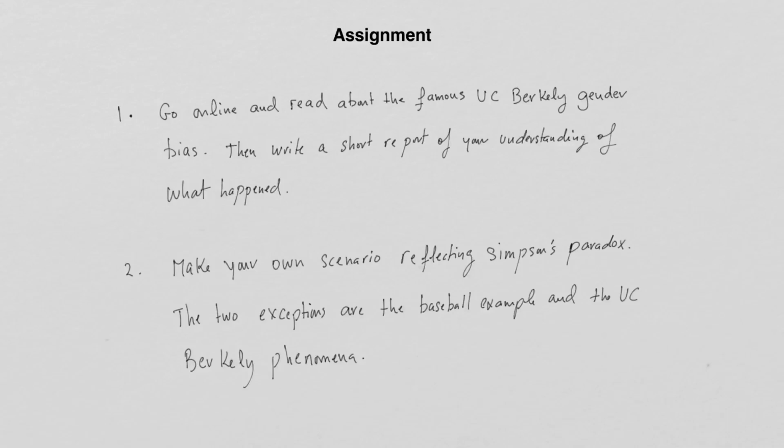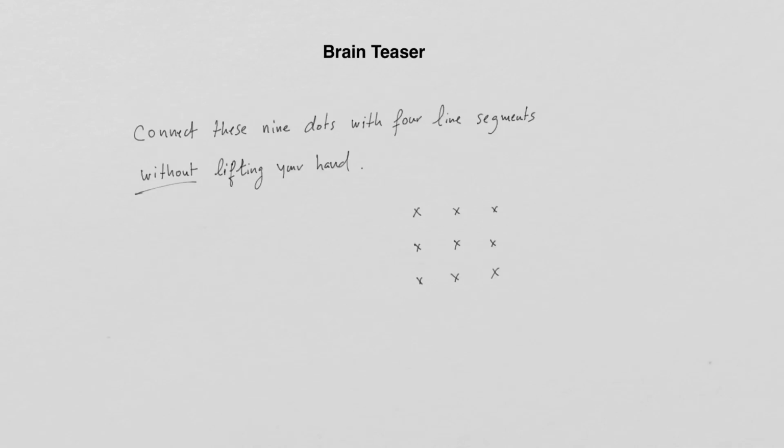So I want to conclude briefly with a brain teaser. So I have 9 dots here. Okay, and pretend this is like a square. These line up nicely, okay? And what I would like you to do is connect these 9 dots with 4 line segments, not curved, but they have to be straight, okay? Line segments, they have to be straight. You cannot curve, okay? Without lifting your hand, but make sure that you connect all of them.